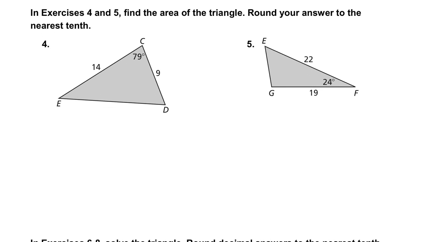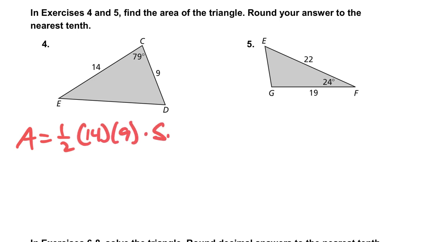They want us to find the area of the triangle. Again, the area of the triangle is 1/2 times the two sides that I have. So I'm going to put 14 times 9 times the sine of the included angle, which is 79 degrees. I'm going to type all that in the calculator, and I'm going to round to one decimal place, and that's, I believe, 61.8. And after me just checking that, that is correct.